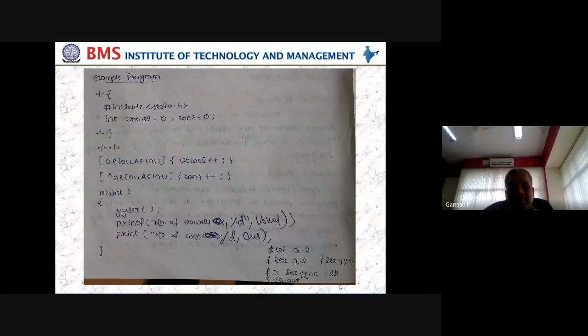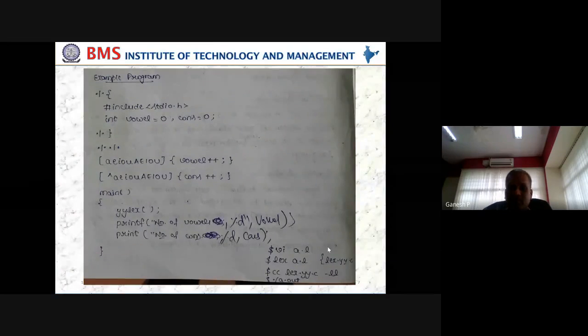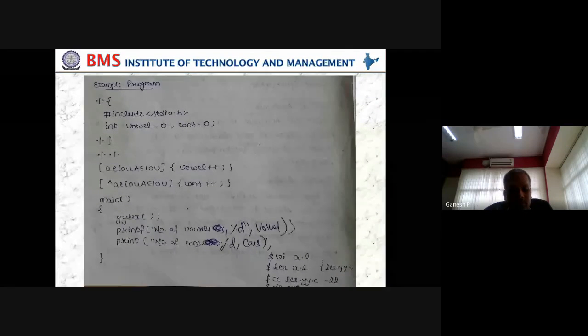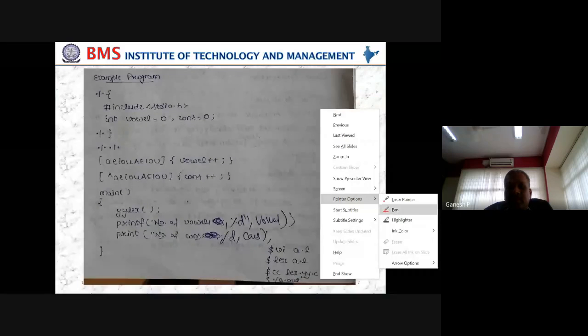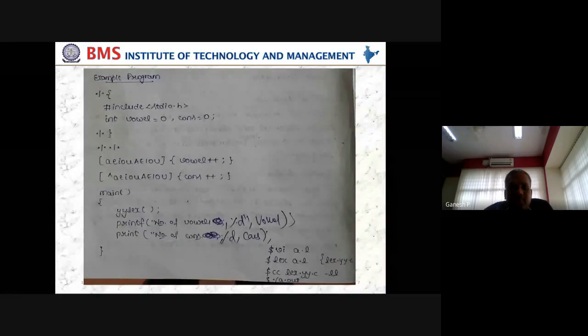So this program, let me discuss its structure. This is a Lex program. If you look at this program, there are 3 sections. One is the user defined section. The second one is the rule section. The third one is the subroutine section, or main section.